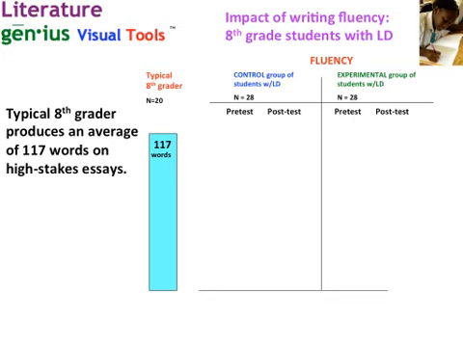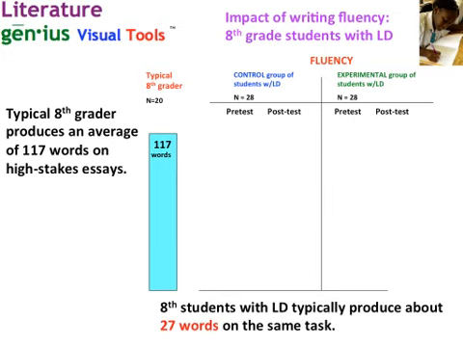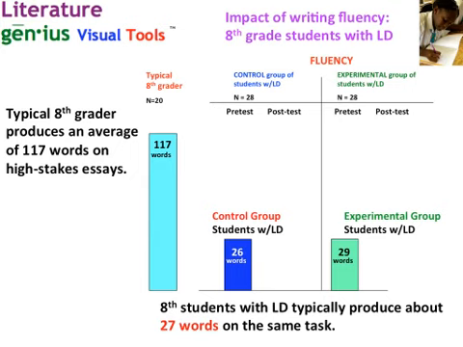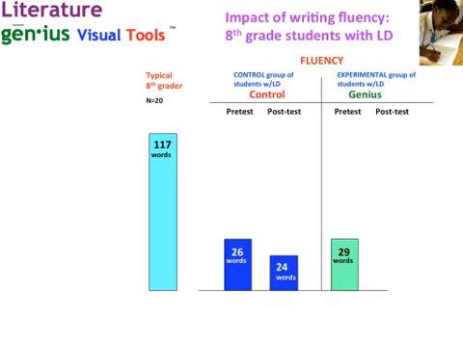And so for an example, overall, 8th grade students with LD in this study were typically producing around 27 words as opposed to 117 on the same task. And so you can see that the control group is roughly the same as the experimental group in their performance. They were not significantly different. And as you might guess, on the post-test with the control group, since we really weren't doing anything different, we really didn't get much in the way of changes. In fact, they regressed a little bit, but that's really not a significant amount.